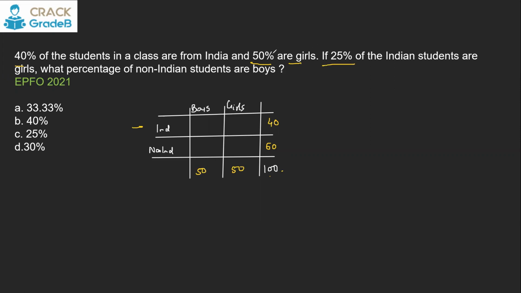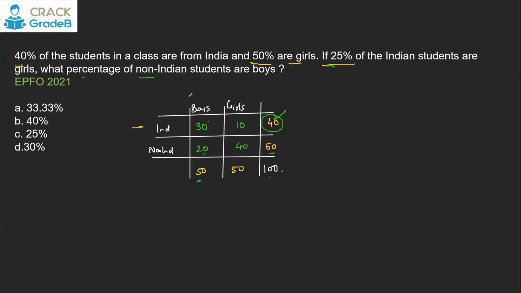If 25% of the Indian students are girls, and this Indian student row has 40 students, then 25% of 40 means 10 are girls, so the remaining 30 are boys. They are asking what percent of non-Indian students are boys? So out of 50 girls, if 10 are Indian, here will be 40. And out of 50 boys, if 30 are Indian, here will be 20. This is how a complete table is formed.